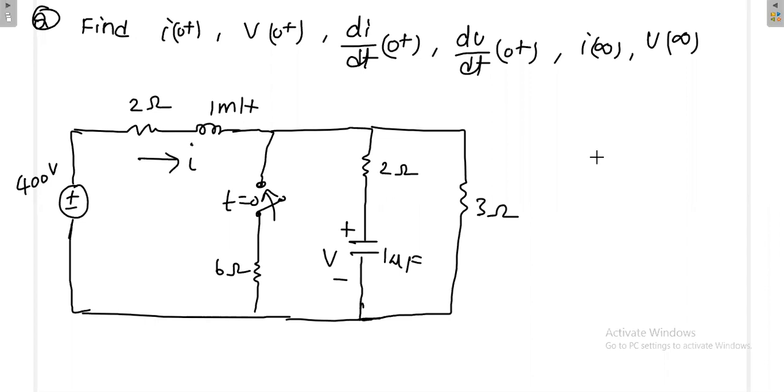Now, what is the current? What is the current at t equals 0 minus? What is the current at infinity? Now this is the initial current, this is the final current. Whether the final current is greater than the initial current or less than the initial current. Any idea? Anybody?